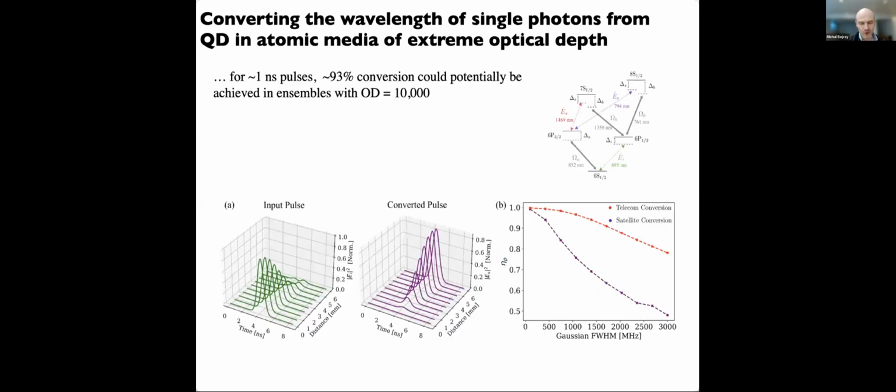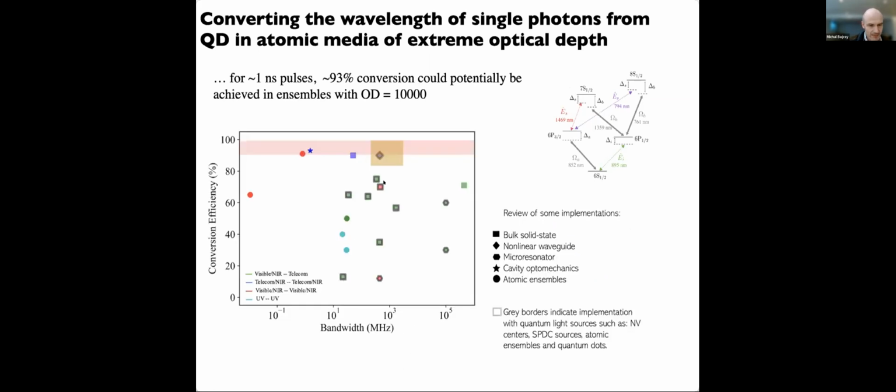All right, so we also looked, as a case study, at whether we can use these high optical depth ensembles inside the hollow core fibers to convert the wavelength of the 895 nanometer photons emitted by the quantum dots, either to a telecom wavelength or to an 800 nanometer wavelength, which is a good wavelength for QKD distribution through a satellite link. So depending on which level you pick in the cesium, you can go telecom or you can go satellite link. And it seems that we can get about 93% efficiency if we can get the optical depth to about 10,000.